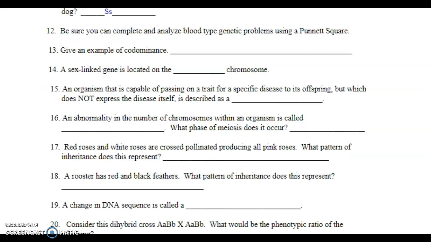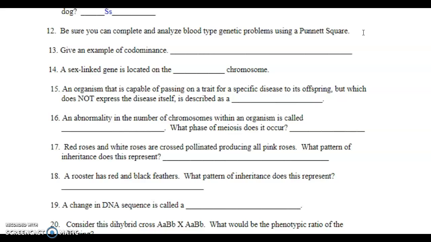Number 12 says, be sure you can complete and analyze blood type genetic problems using Punnett squares. Be sure to remember when we're analyzing blood type genetic problems that A and B are codominant. So if you have an A, it's going to totally show up. If you have a B, it's going to totally show up. And O is the recessive. So to be blood type O, they would have to be little o, little o.